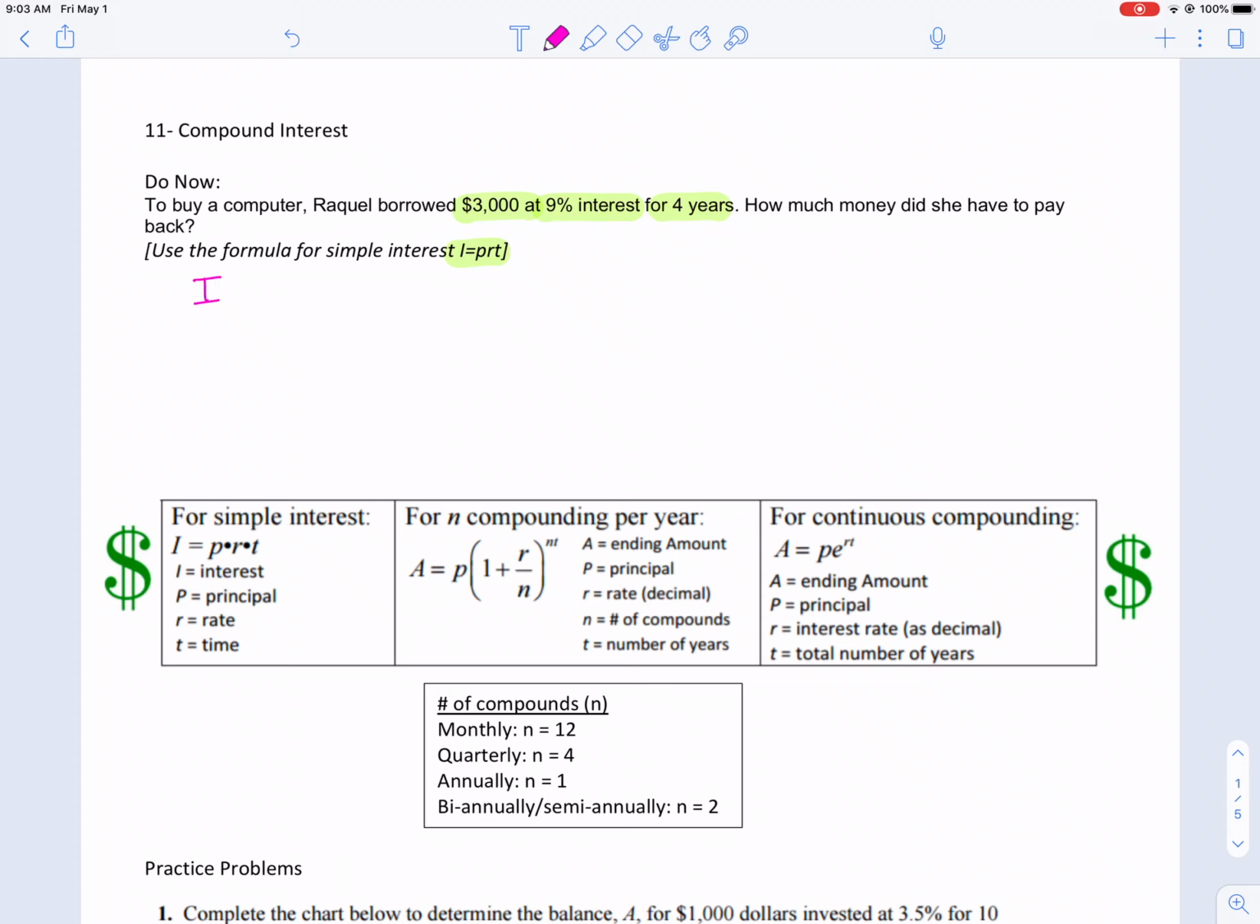I equals PRT, where if you see down here, I is your interest. That's going to be how much interest. Your P is your principal. Your R is your rate. Your T is your time.